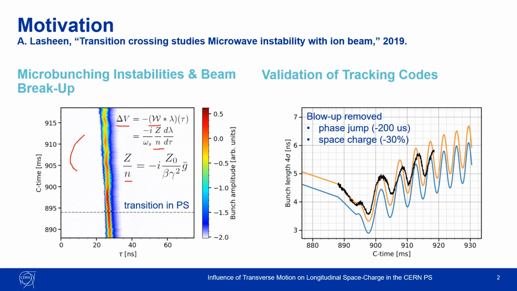Additionally, the effects of space charge can be validated in an experiment by means of bunch length oscillations after having artificially reduced the predicted simulation effects by 30%. Accordingly, identifying this discrepancy is of key interest.